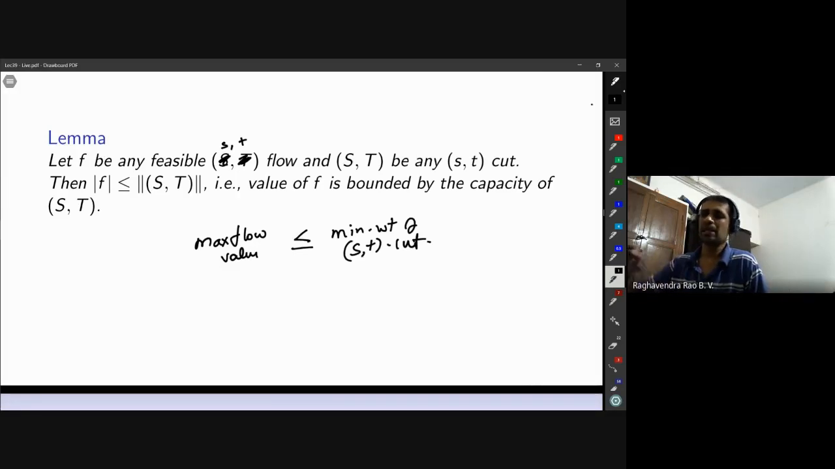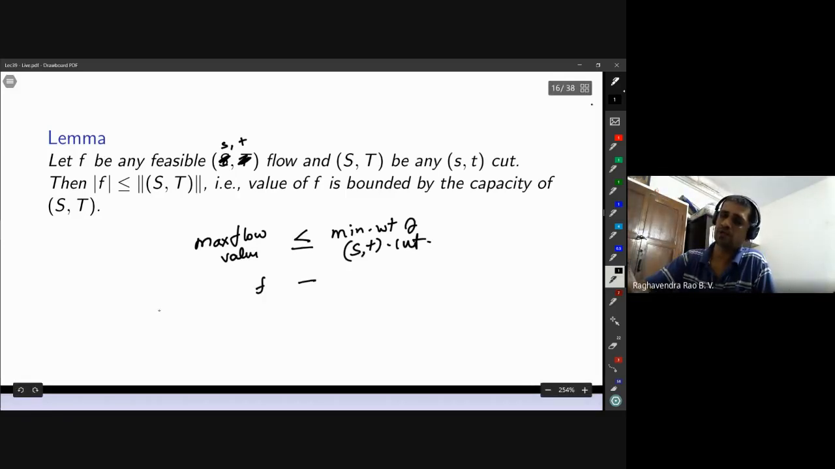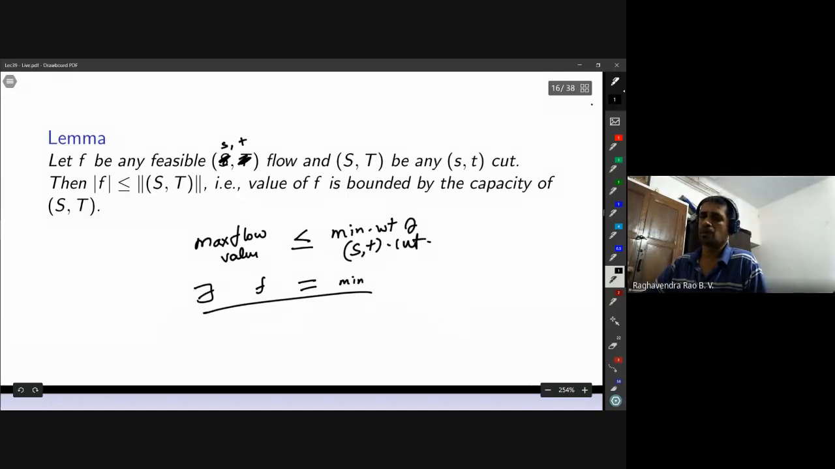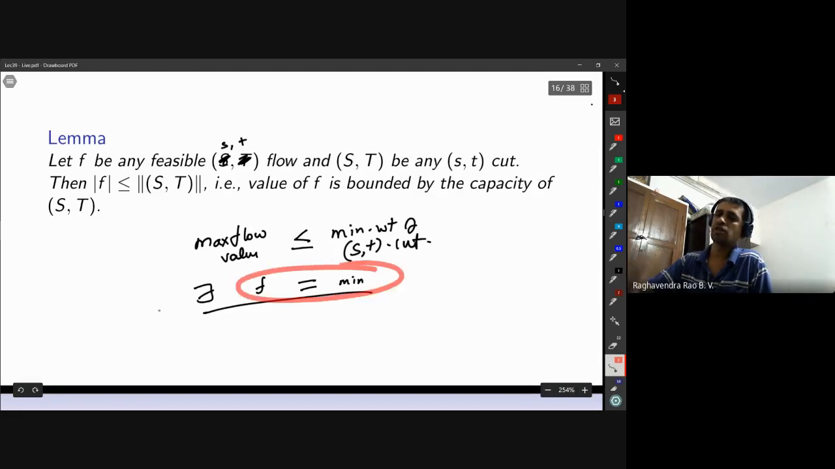This lemma essentially implies that max flow value is at most the minimum weight of cut. The next theorem, the max-flow min-cut theorem, basically says there is a flow F such that its value is equal to the minimum cut. So this lemma is simpler to prove. We'll start with the proof of that. Later on, we'll see how to construct such a flow where this condition is met. That is, it matches the value of the minimum cut.